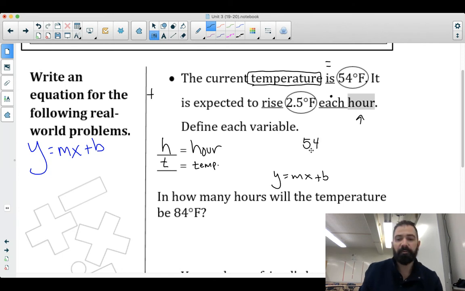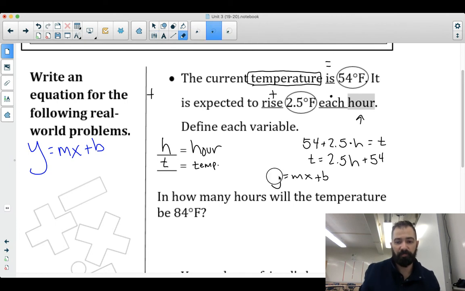54 degrees, and then it's expected to rise. Rise means that we're going to add 2.5 degrees. And we know that it's going to go 2.5 degrees each hour. Each means multiplication and hour. And that's going to equal our final temperature. So we can flip some things around. Temperature is going to equal 2.5 degrees every hour plus our current temperature, and that's going to be our final temperature. That's in our y equals mx plus b form.